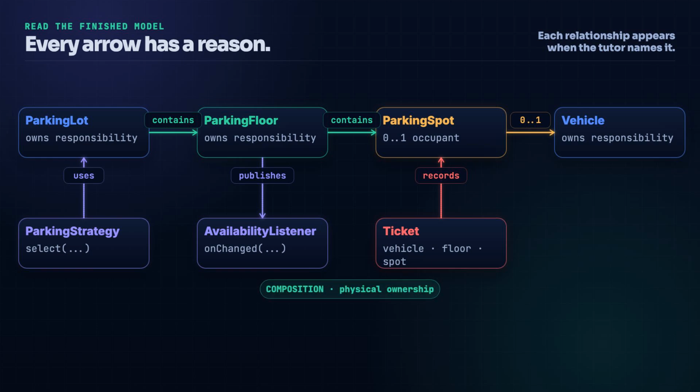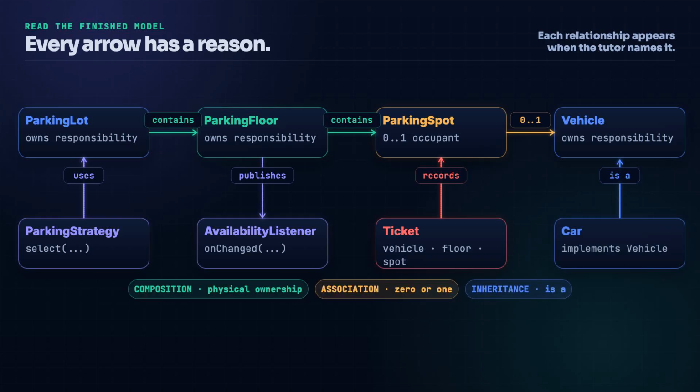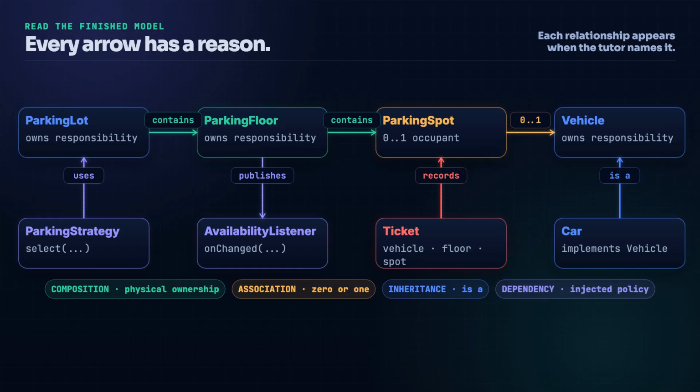Now read the arrows carefully. Lot to floor and floor to spot are composition. They form the physical structure. Spot to vehicle is a 0 or 1 association. Car is a kind of vehicle, so that is inheritance. The strategy is injected and swappable, so it is a dependency.